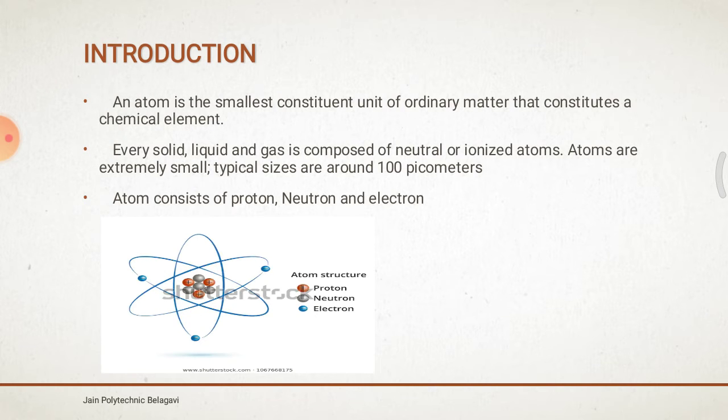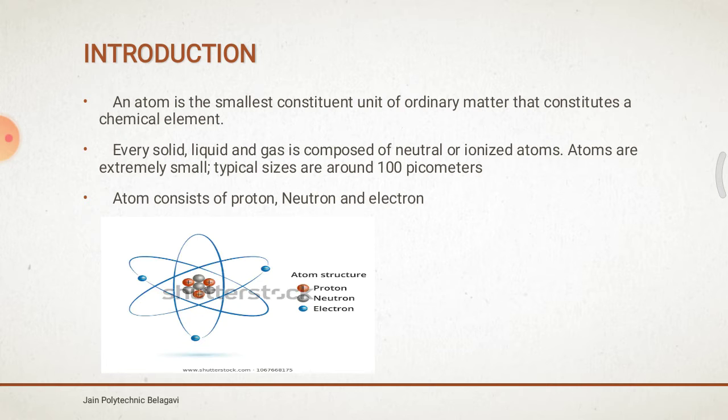So first, introduction. In that, what is an atom? The atom is the smallest particle of matter. It is made up of three fundamental particles: neutron, proton and electron. Proton is positively charged, electron is negatively charged, and the neutron is uncharged, that is, electrically neutral.